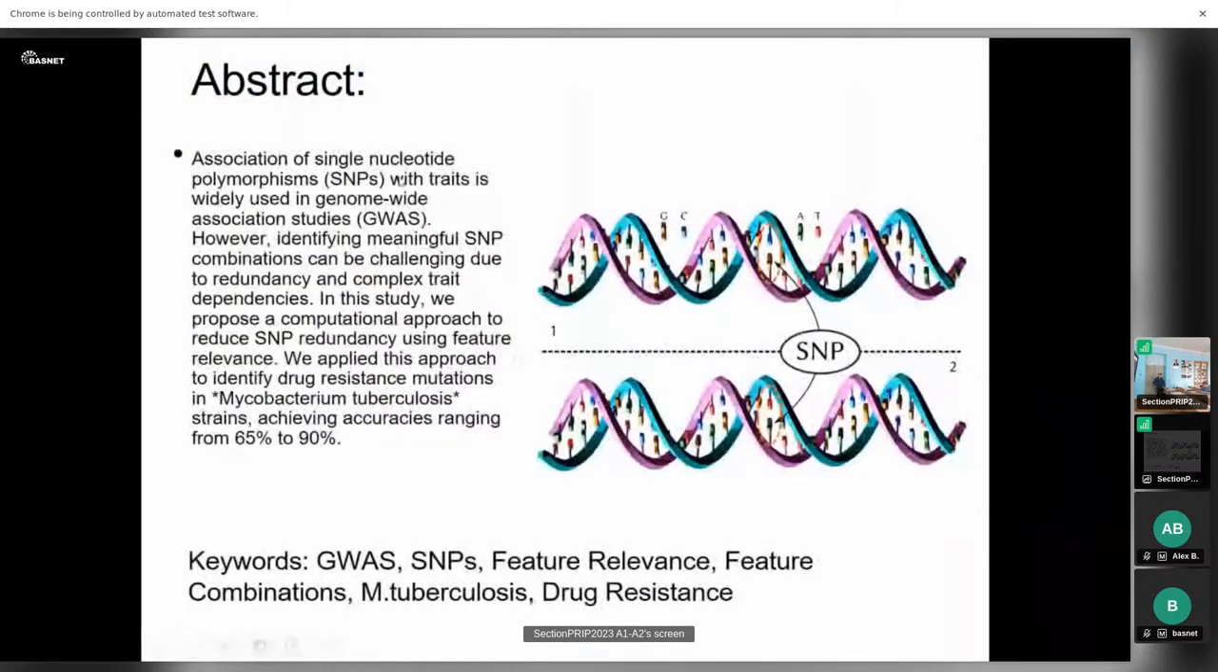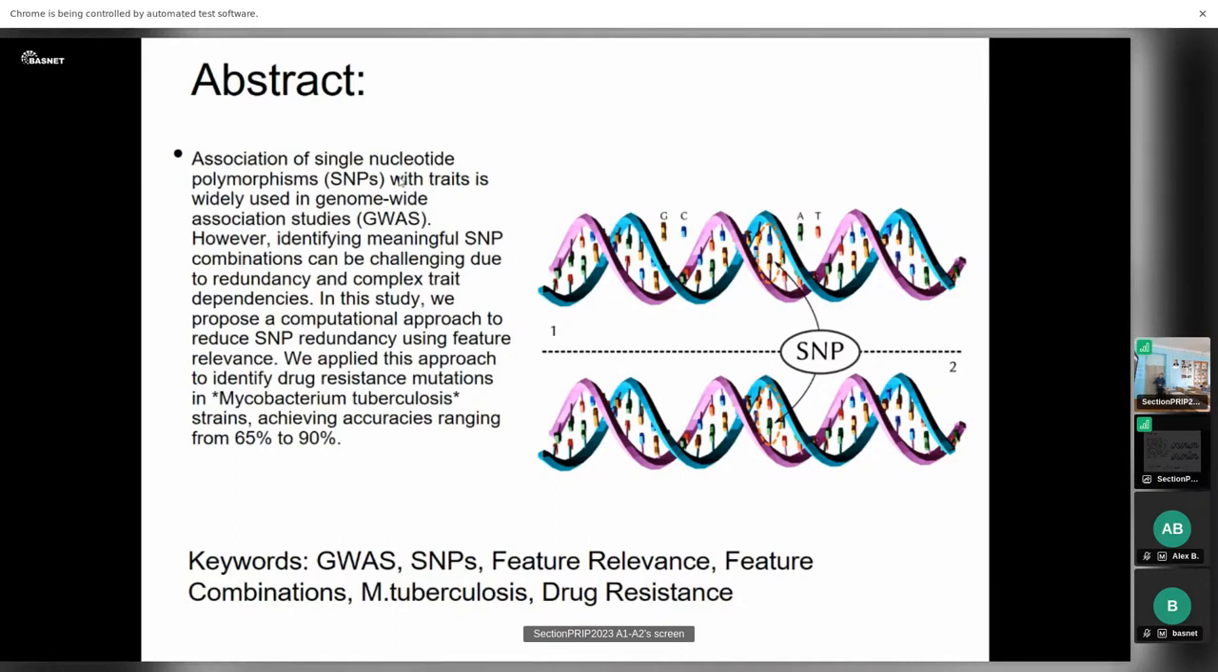Association of single nucleotide polymorphisms with traits is widely used in Genome-Wide association studies. However, identifying meaningful SNP combinations can be challenging due to redundancy and complex dependencies.